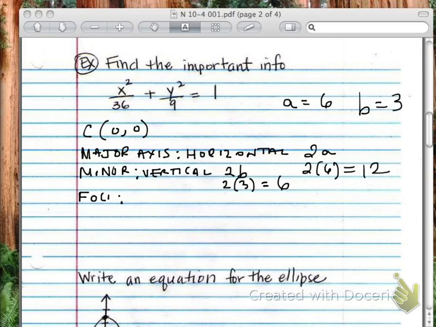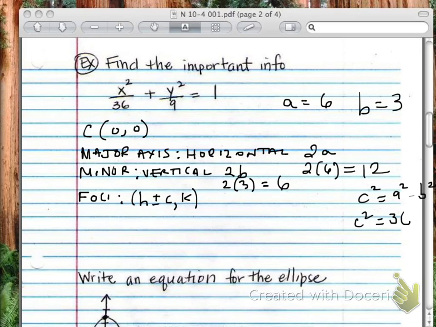You guys are both one step ahead. The foci are h plus or minus c, comma k. We need that one because we're dealing with the major axis that's horizontal. Now, in order to find the foci, we need to know what c is. So now we need to plug in: c squared equals a squared minus b squared. The good thing about this is, we already know a squared is what?